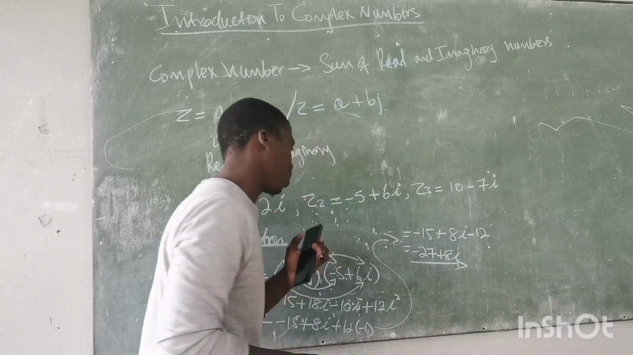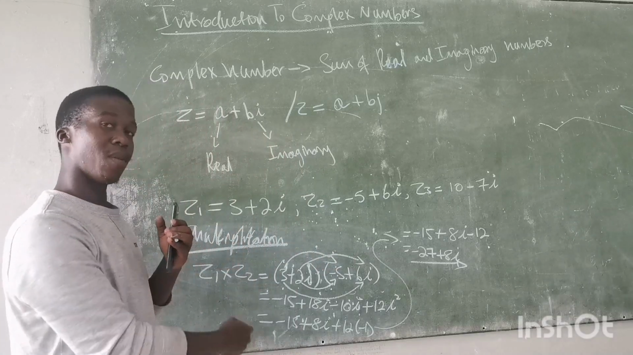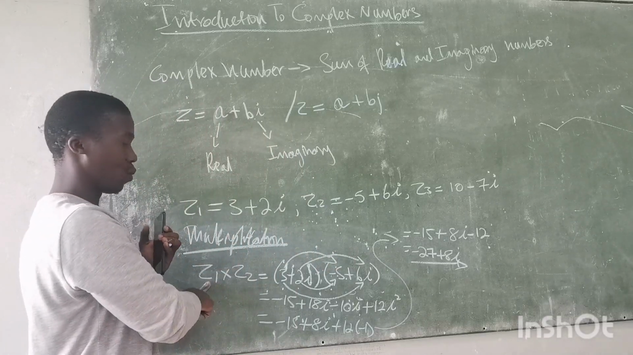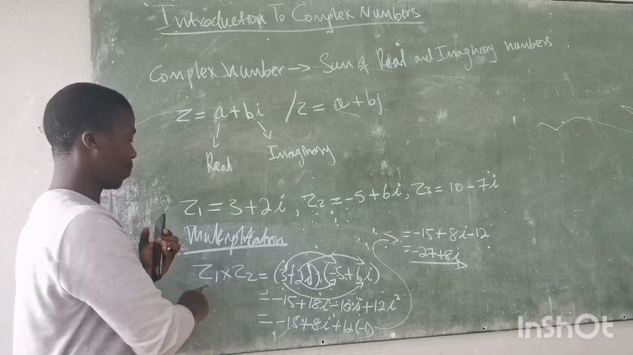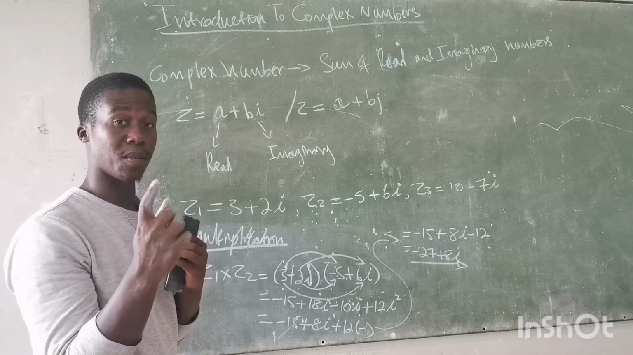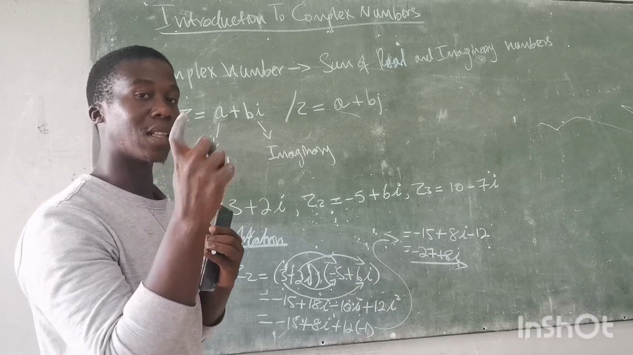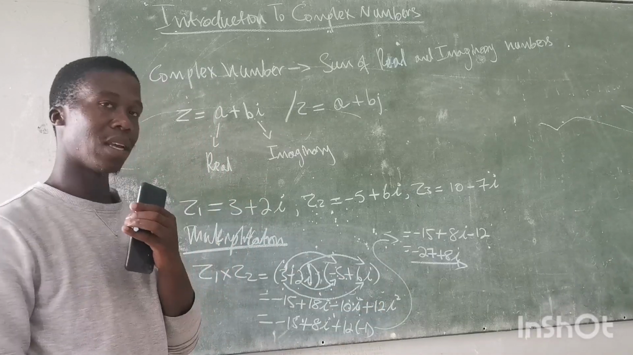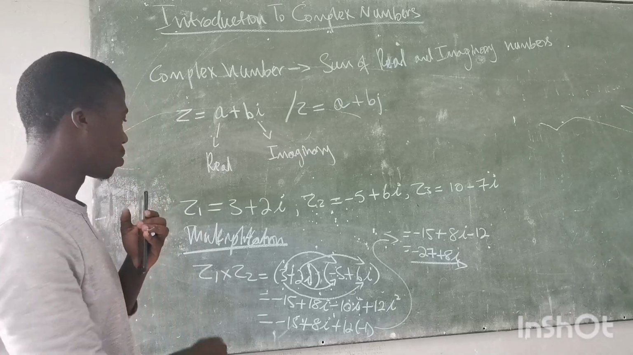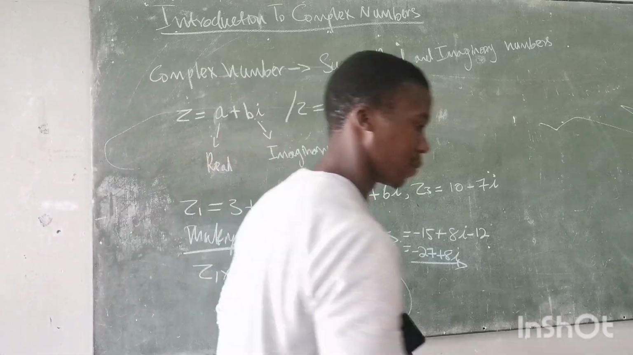So this is what we get if we are multiplying a complex number z1 by the complex number z2. See, if you multiply two complex numbers, you end up having a single complex number, which is minus 27 plus 8i. Now let's look at another example.